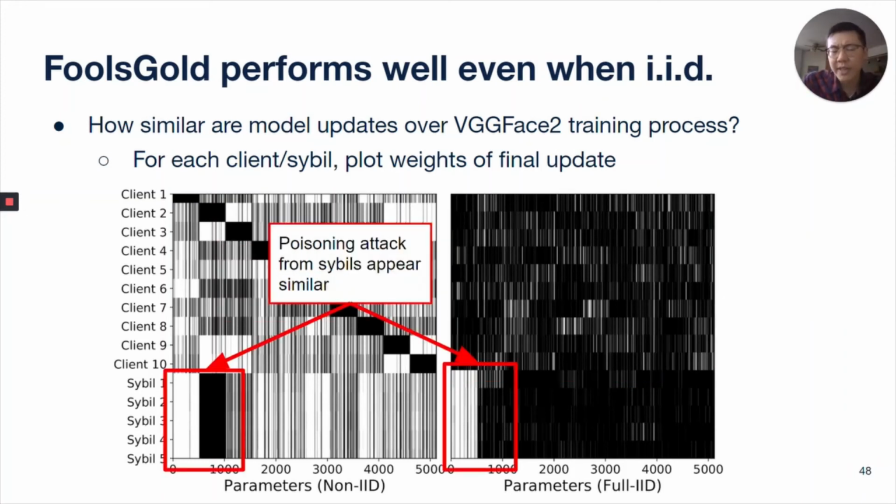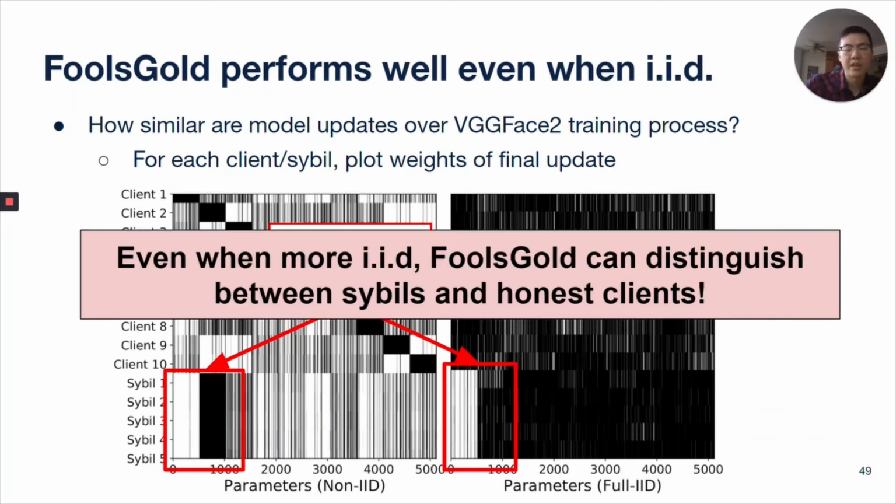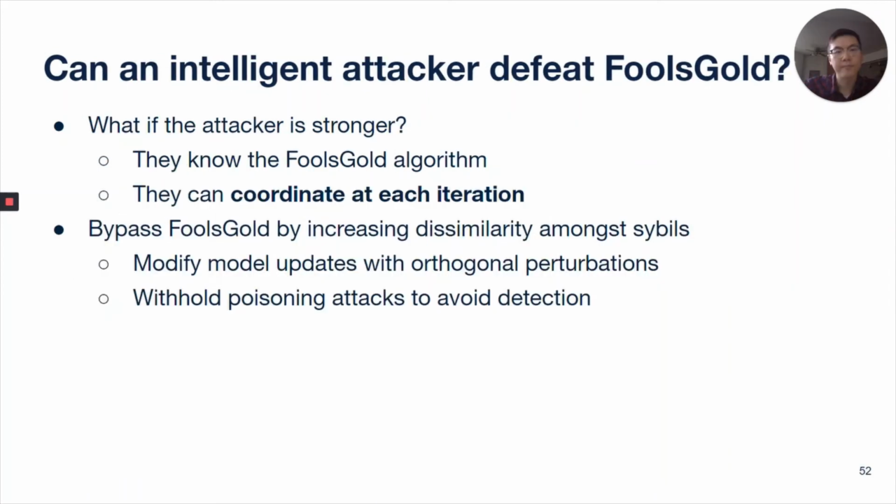However, due to the nature of the targeted poisoning attack we execute on FoolsGold, it is still possible in both the non-i.i.d. and the full i.i.d. case to detect poisoning attacks, as Sybils still appear similar in this setting. So even though we rely on the non-i.i.d. case, as the data becomes increasingly i.i.d., FoolsGold is able to distinguish between Sybils and honest clients with some effectiveness.